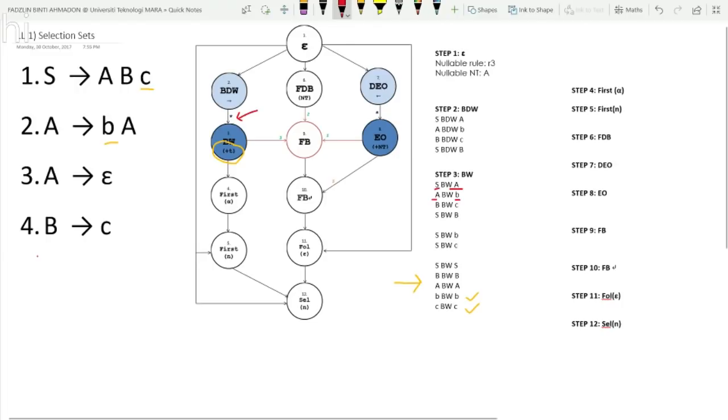But for example, if we have something like this in the fourth rule, if we have B can be derived to CD, we would not have D in our BDW because B cannot begin directly with lowercase d. So if that happens, we need to include D BW lowercase d in our BW list. But as currently our grammar doesn't look like that, but this is something that you have to remember.